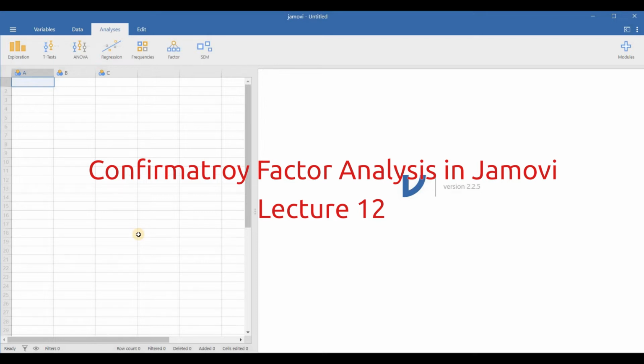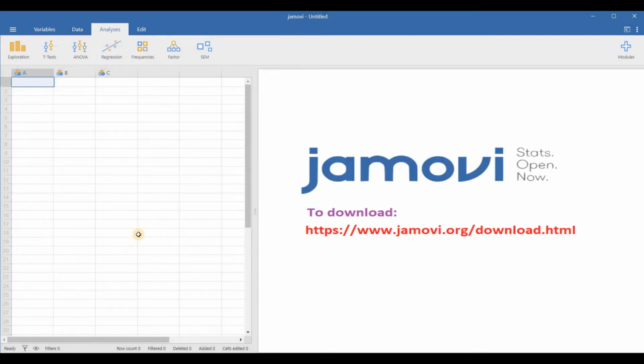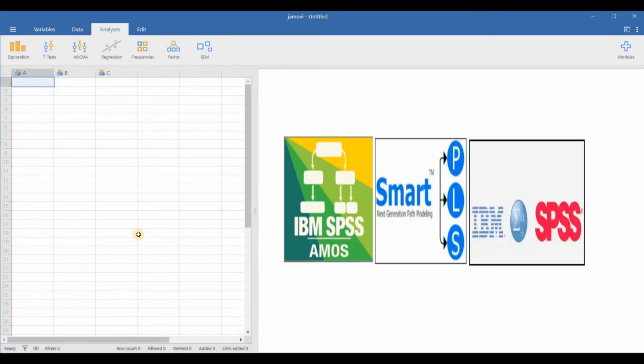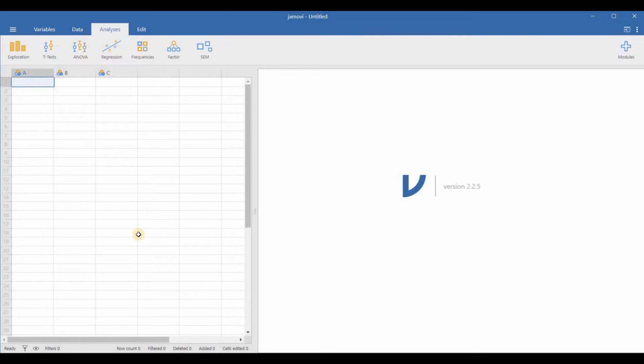In this lecture, we are understanding how to perform confirmatory factor analysis in Jamovi. Dear friends, Jamovi is a completely free software which you can download and use at any time, anywhere. So far as the results are concerned, the results of Jamovi are not different from any paid software, like SPSS, AMOS, SEM or any other software. That's why I refer you to use Jamovi, because it's free software.